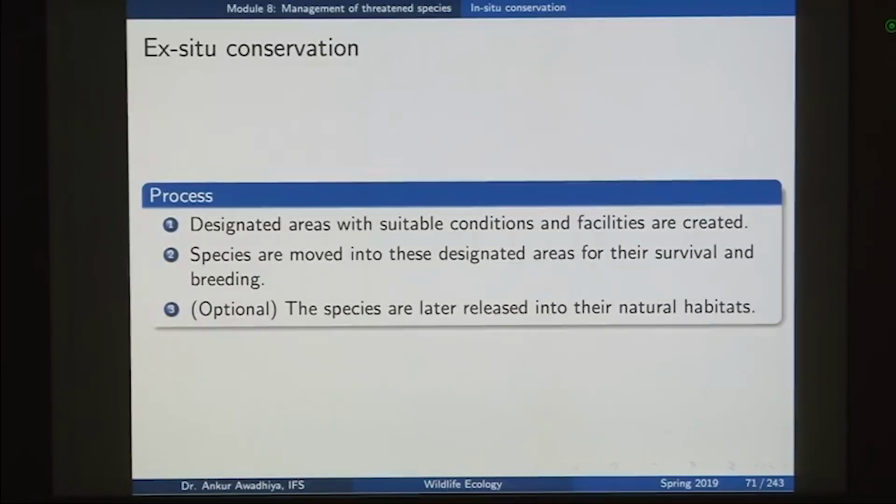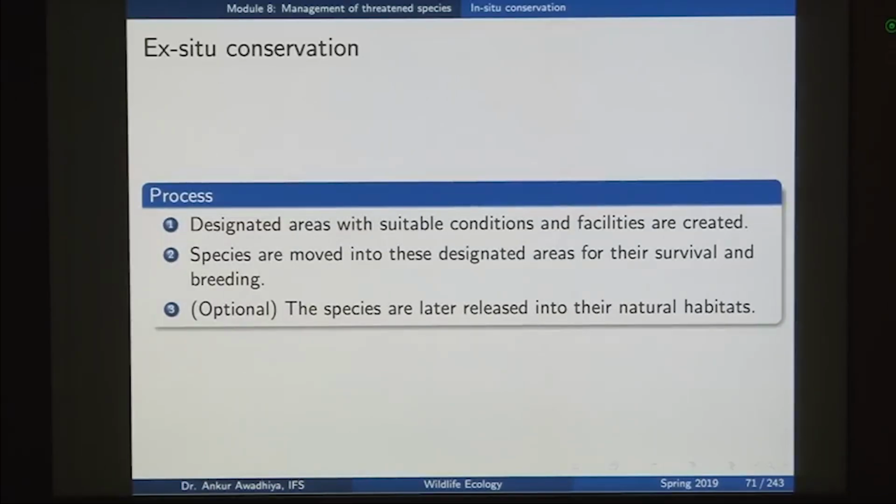Whereas, in the case of ex situ conservation, you designate areas with suitable conditions and facilities are created in those areas. So, when you are setting up a zoo, you designate certain area in your city or outside your city, and you say that, okay, we are going to construct this zoo here. Then you create facilities in those areas. So, you create enclosures, you create pathways so that people can come visit these areas. You create pathways through which feed will be brought for these animals. You create pathways so that you can bring in more animals from outside, or maybe take some animals outside.